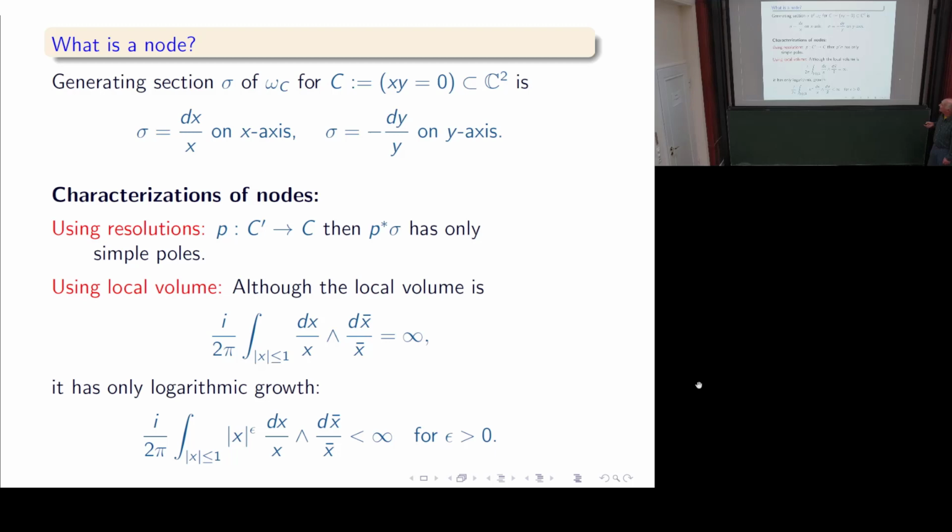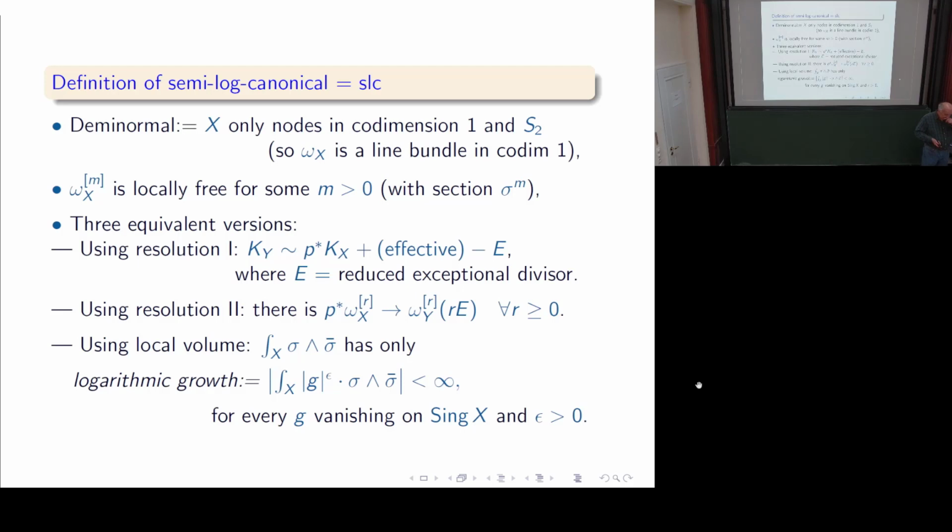And now the other property that's interesting. If you compute the local volume of this, the integral is infinite, but barely. If you get something a little bit smaller, multiplying it with any small power of epsilon, then you get something finite. Okay? And so now the claim is that these are the two properties that should characterize the semi-canonical singularities in higher dimensions.